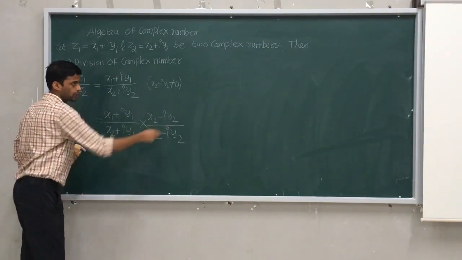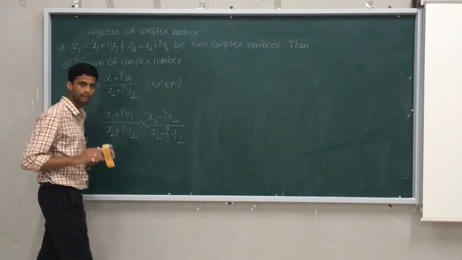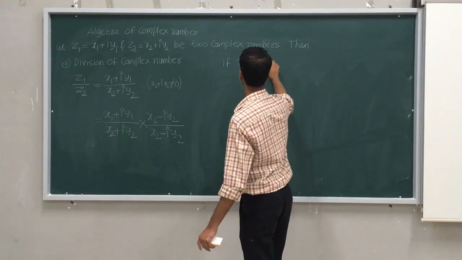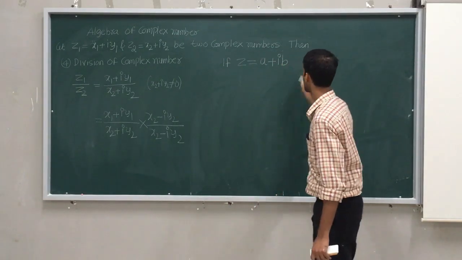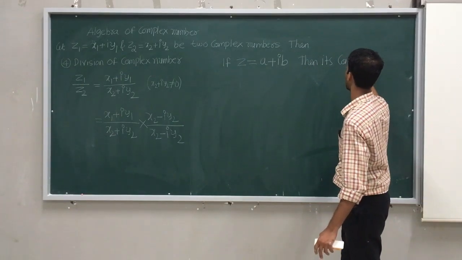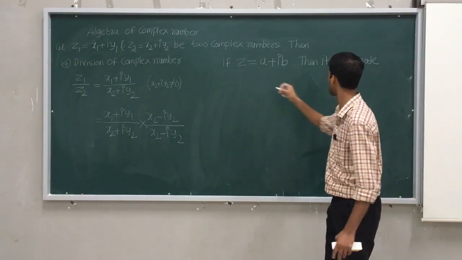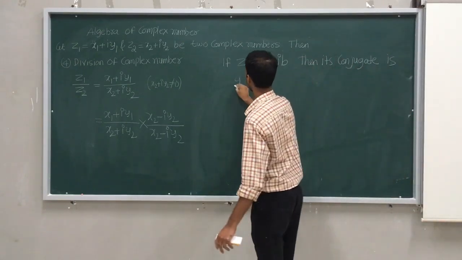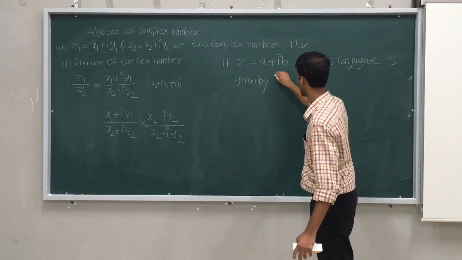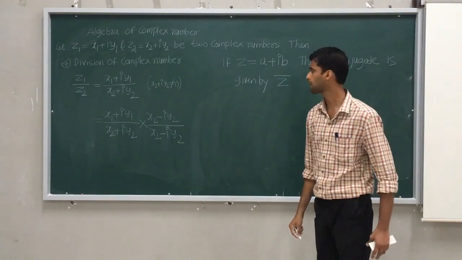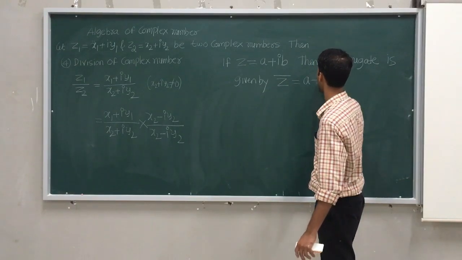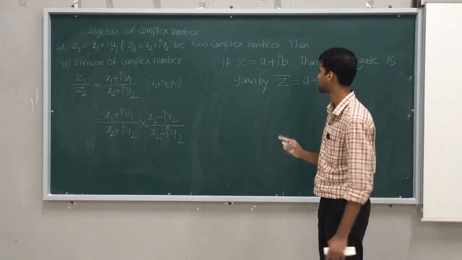But that conjugate thing I have not explained, so now I will take this platform to explain. What is a conjugate? If z equal to a plus ib, then its conjugate, keep this in mind as a note, with notation z bar, is given by a minus ib. Some texts write z dash, but better you take z bar.